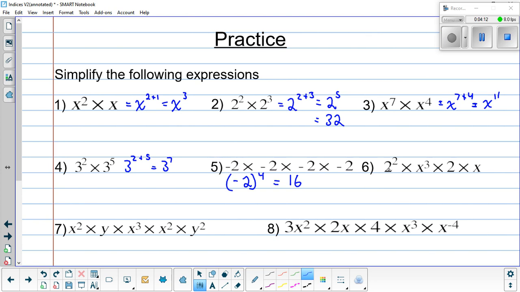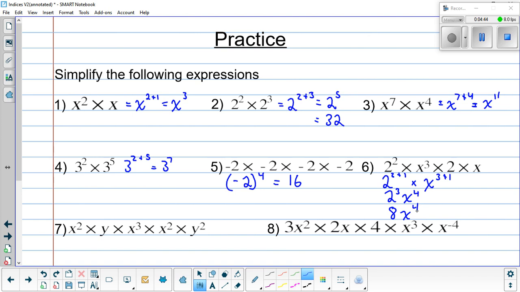Here, this is a mixture of everything, so we'll take a couple of different approaches. First, let's go 2 to the 2 times 2 to the 1 is 2 to the 3. Then we're timesing by x to the 3 plus 1. So we get 2 to the 3 and then x to the 4. That looks really messy, so let's get rid of that 2 to the 3 and just state that as 8 x to the 4, because that looks more simplified. So when you can, expand your numbers.